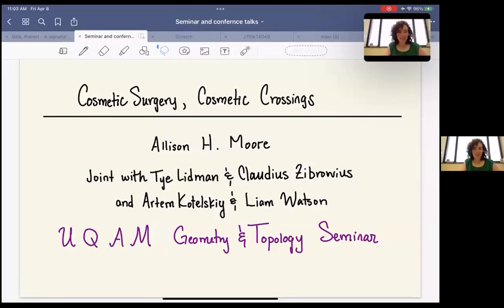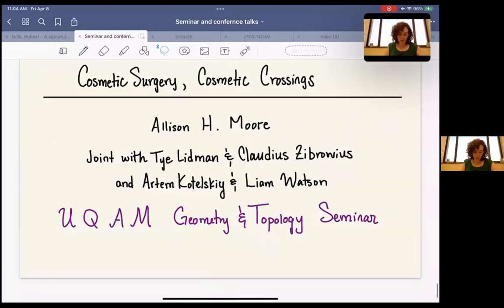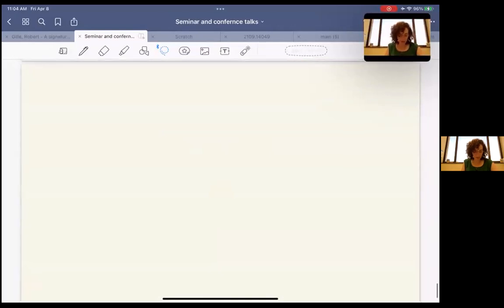Okay. I'm going to be talking about two open problems, neither of which is solved, but some progress in that direction that is all joint with Ty Lidman, Claudia Zibrowius, Artem Kotelskiy, and Liam Watson, who I think many of you know. So I'm going to go over a lot of background stuff first.